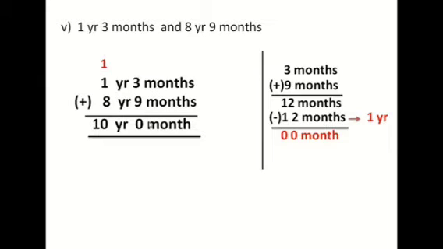So finally in the sum, in the column of months, it will be 0. And for years, 8 plus 1 plus 1 gives you 10. So it is 10 years 0 months, or 10 years. Both are correct.